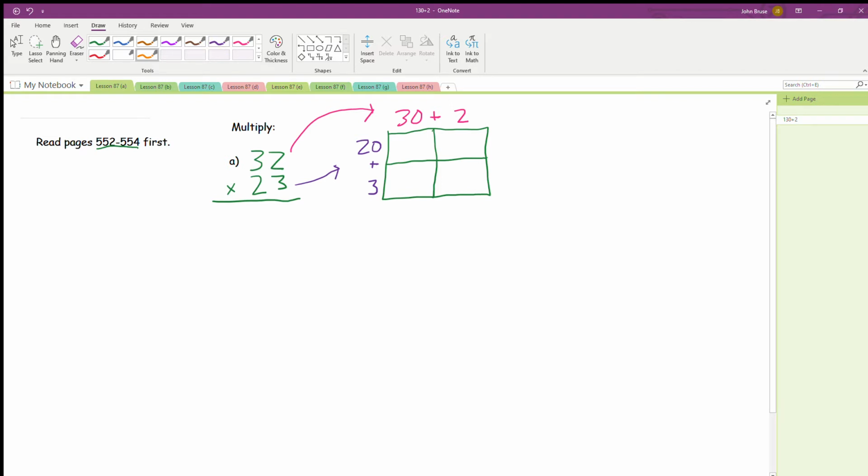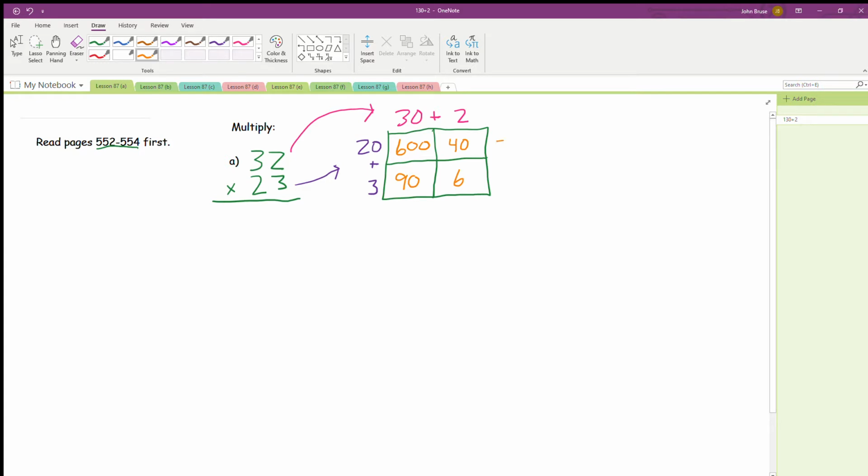And then all you got to do is solve the boxes, the area of each box. So this box here is 20 times 30. So 2 times 3 is 6. And there's 2 zeros. 1, 2. And then for the box below, we're going to multiply 3 times 30, which is 3 times 3, which is 9, with 1 zero. And then for the box over here to the right of 600, we're going to multiply 20 times 2, which is 2 times 2, which is 4, with 1 zero. And then in the bottom box, it's just 3 times 2, which is 6.